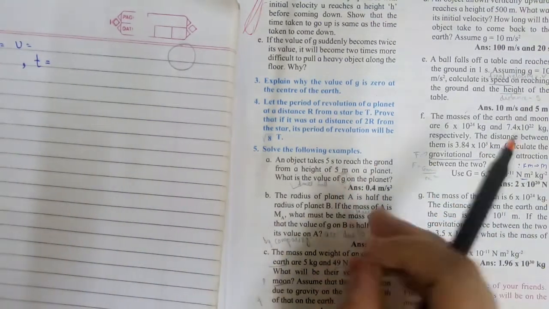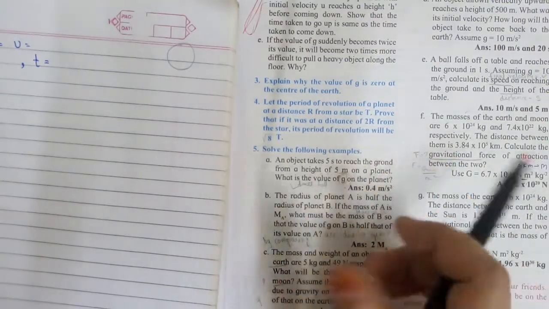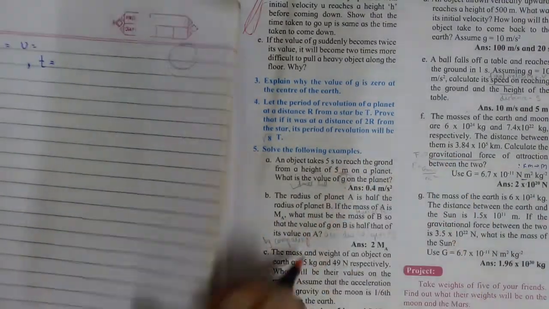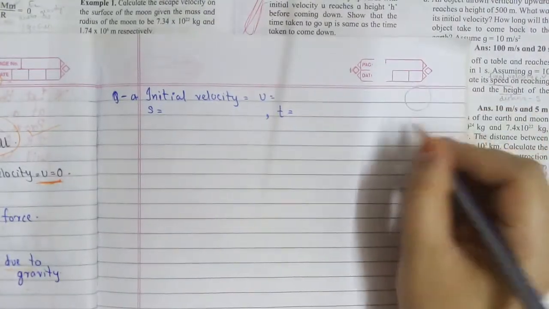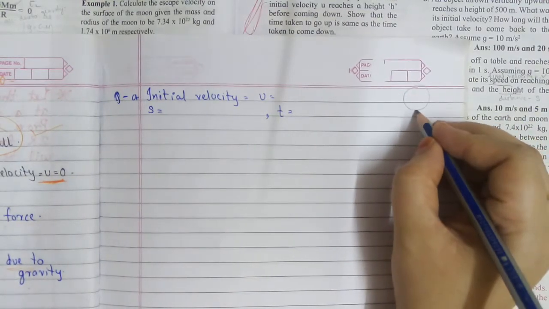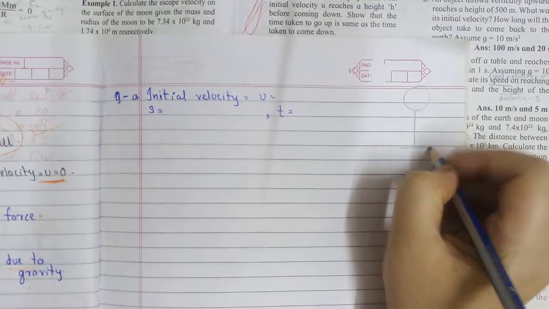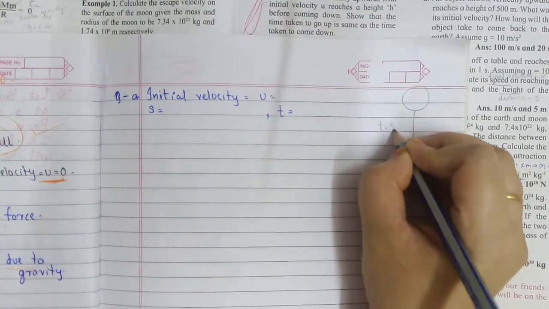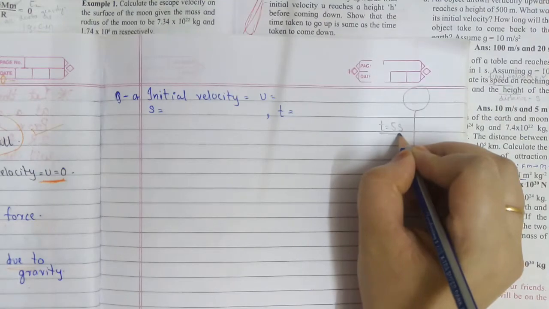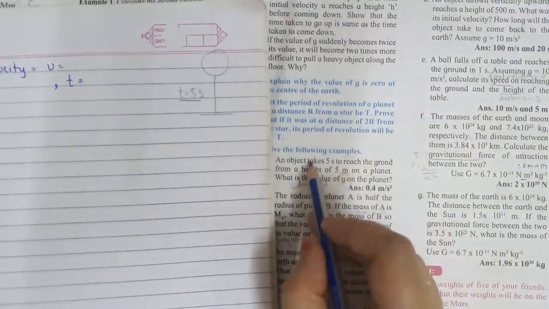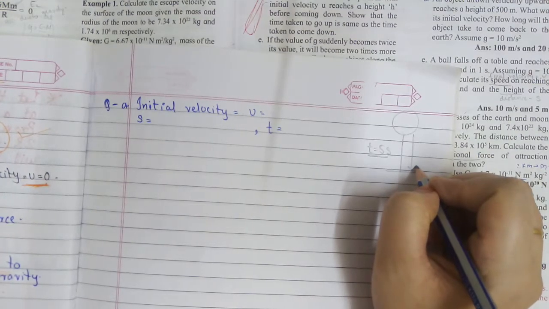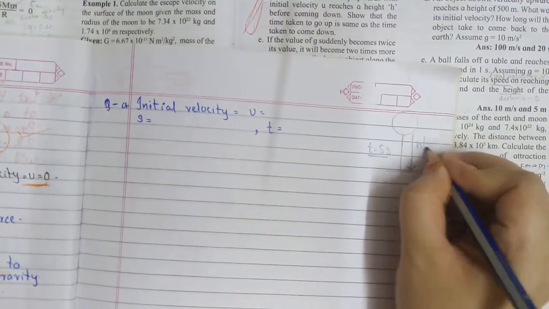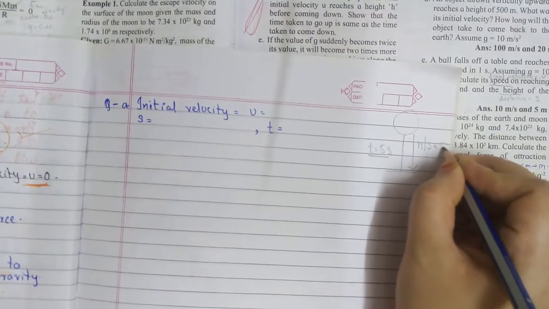If you carefully read the question, the object is on a planet. The object falls from a height onto the ground, and it takes 5 seconds to reach the ground. That means the time is given as 5 seconds. The object falls from a height of 5 meter, so the total distance, the height or s, equals 5 meter.